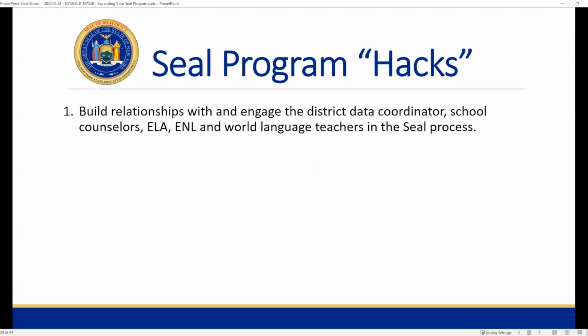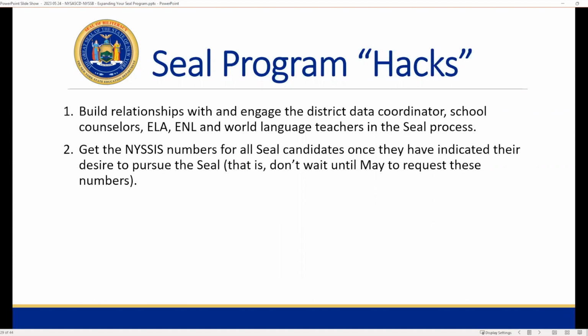So our next section, I'm entitling SEAL Program Hacks. These are some hints that I've gotten from SEAL coordinators over the years that have made their lives a little bit easier. First and foremost is building those relationships. So if you are the SEAL coordinator, a lot of the work falls on you. And you need to be able to, especially as your program grows, delegate some of that work to others. So build those relationships with people like your district data coordinator, your school counselors, and your various teachers, and engage them in the SEAL process.